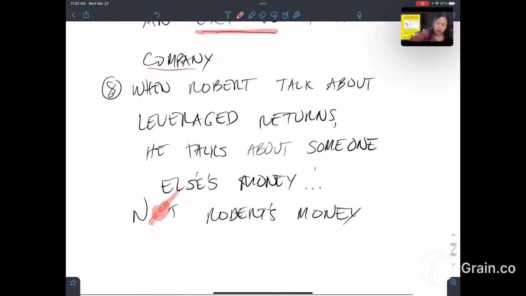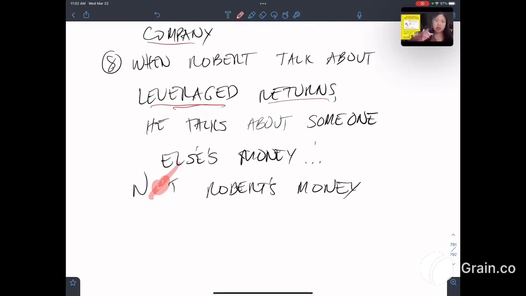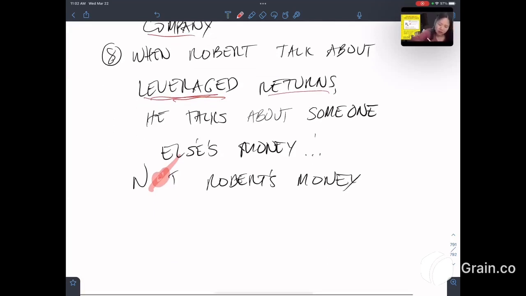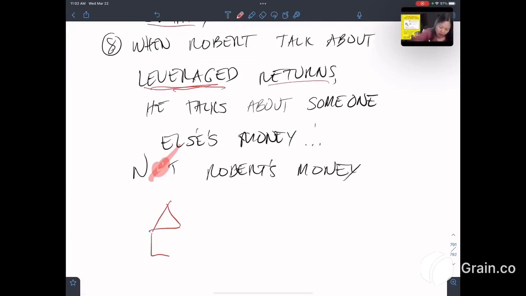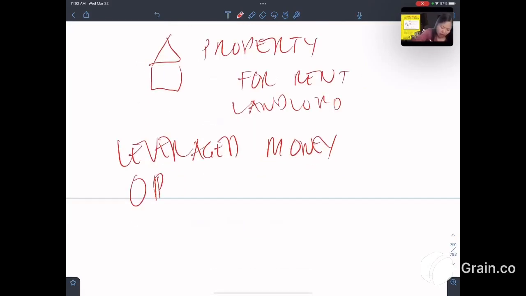So when Robert talks about leverage return, he talks about someone else's money, not Robert's money. So leverage return is this. When you want to buy a property, let's say you want to rent it out, and now you become a landlord. So this is what is called leverage money. This is what we call OPM, or other people's money. Those are the terms, other people's money.